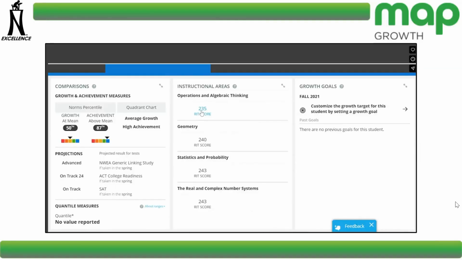So if we notice here, his RIT score for operations and algebraic thinking was a 235. If we look to the left here, his growth mean is the 50th, which means he's on average, he's 50%. His achievement is above the average, at the 87th percentile, which means that his growth is average nationally based on his group, and his achievement, which is his actual score, is at the 87th percentile, which is well above average for his group.